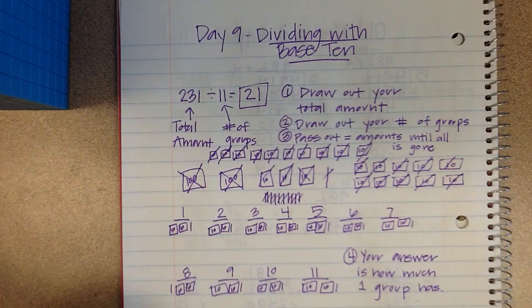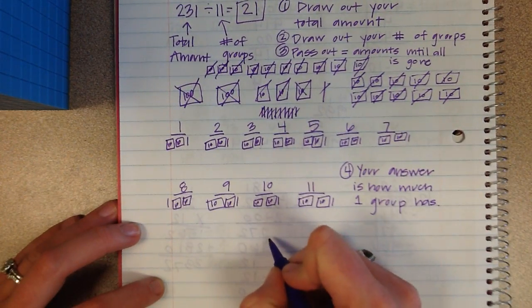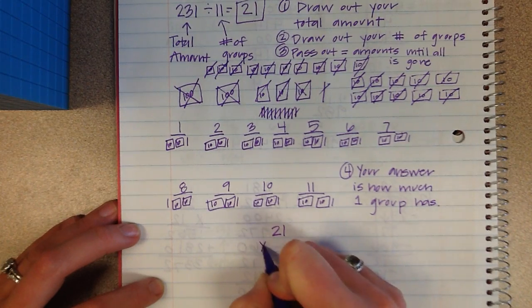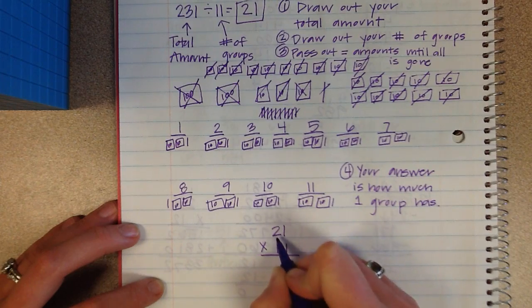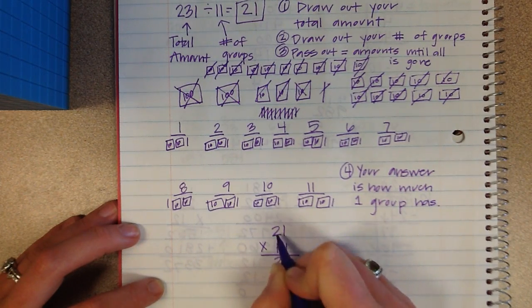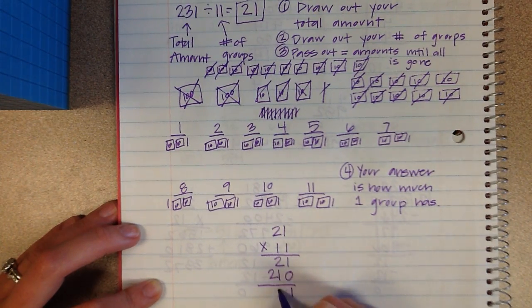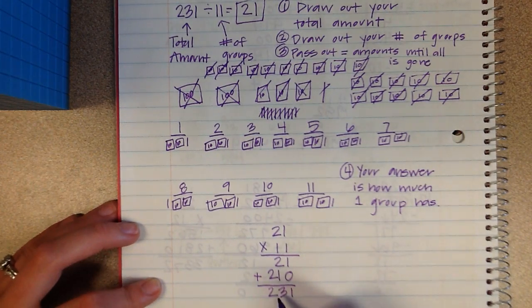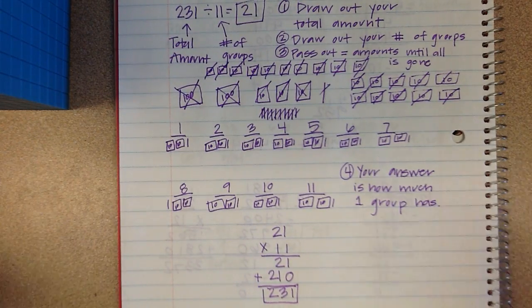And once again, I can check my work by doing 21 times 11. 1 times 1 equals 1, 1 times 2 equals 2, placeholder, 1 times 1 equals 1, 1 times 2 equals 2. And I got the same thing as that up here, so I know I'm correct.